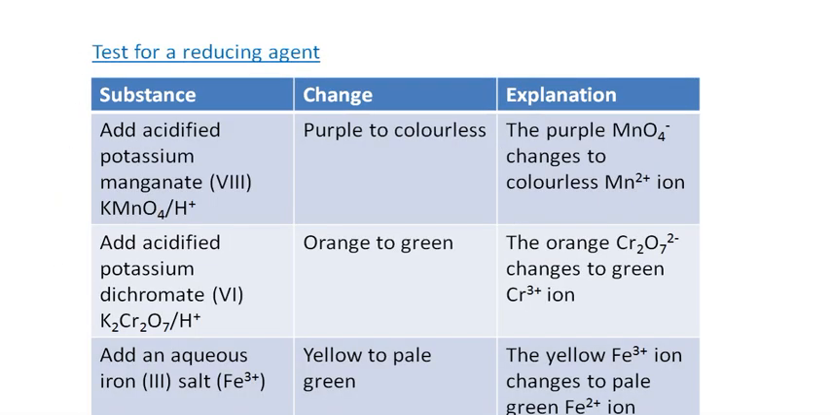If we want to test for a reducing agent, we can add potassium manganate 7, and the color change we get is purple to colorless. Or we can add acidified potassium dichromate 6, and the color change is orange to green. Or we can add an iron 3 salt, in which case the color changes from yellow to pale green. So you need to remember a few of these and note the color change.